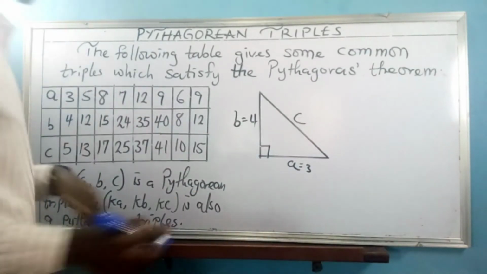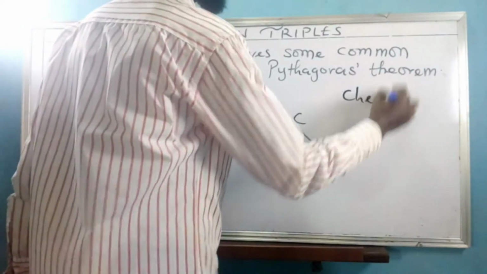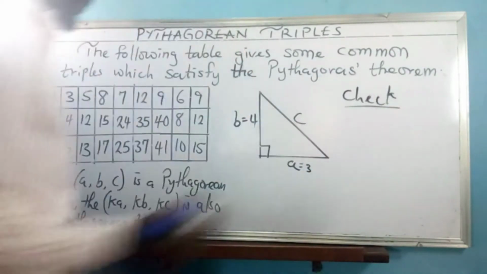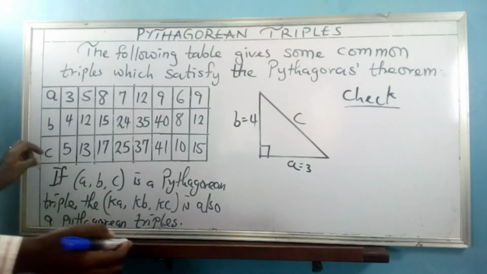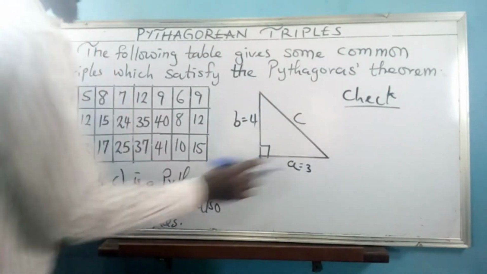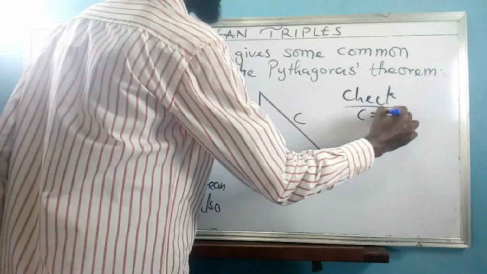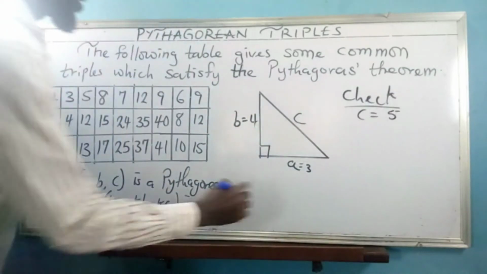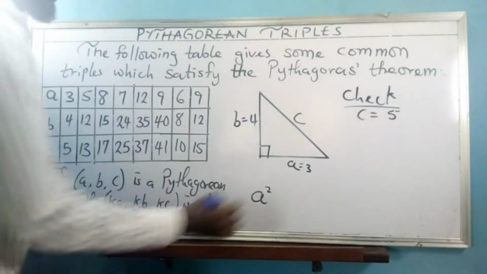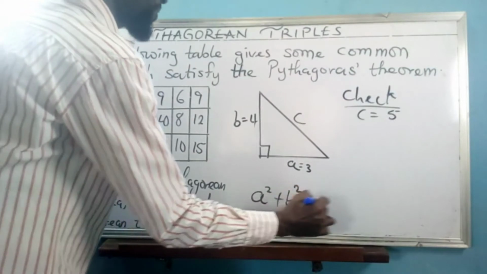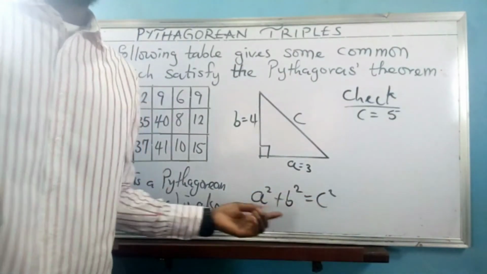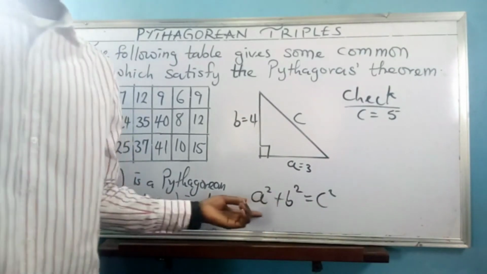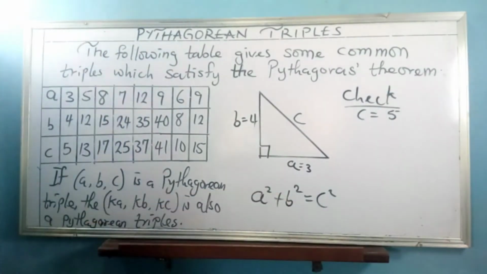Okay, so let's try and check it now, so we can understand the concept very well. How do we check it? You're going to look at C. Our C is equal to 5. And what Pythagoras theorem says is A squared plus B squared is equal to C squared. That is, the hypotenuse squared is equal to the sum of the two adjacent sides squared.